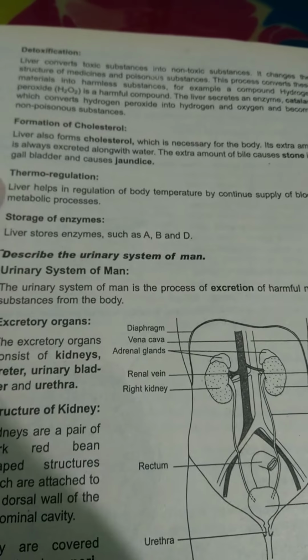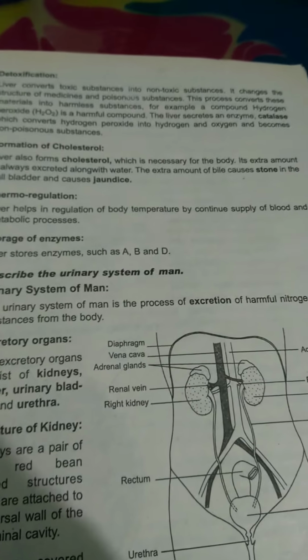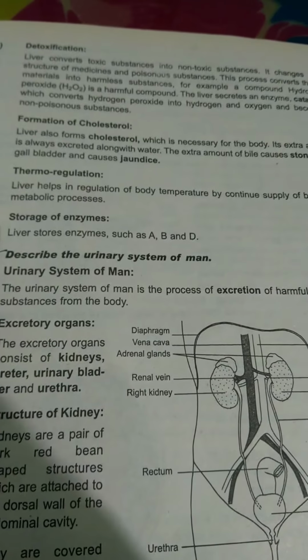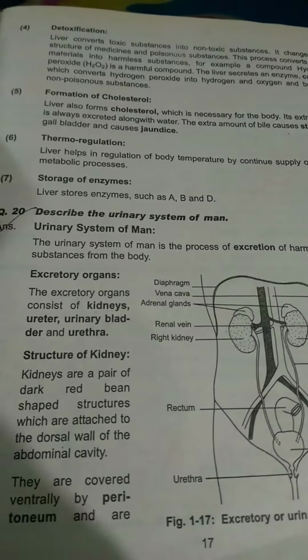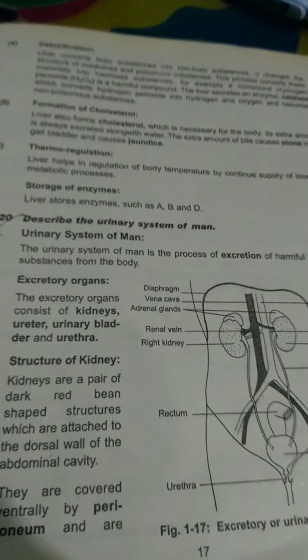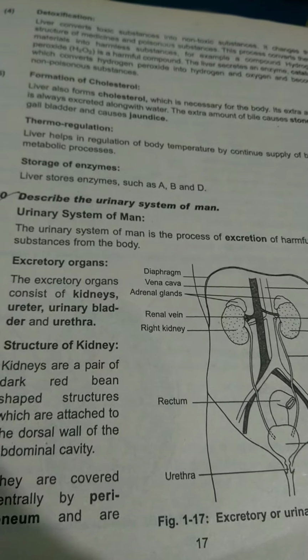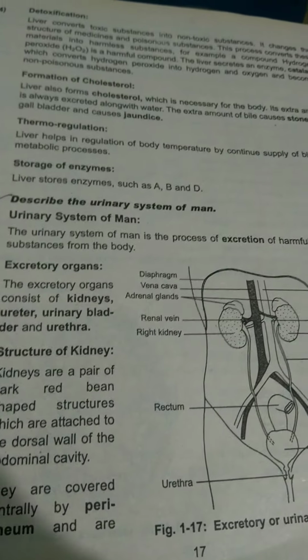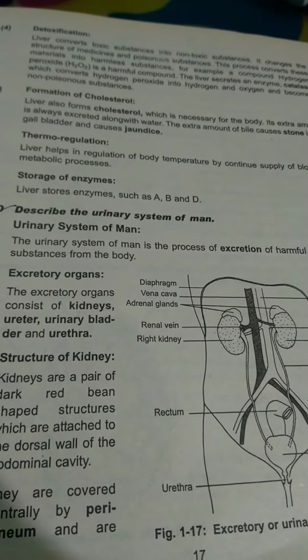Thermoregulation. Liver helps in regulation of body temperature by continuous supply of blood and metabolic processes. Storage of vitamins. Liver stores vitamins such as A, B, and D, especially vitamin A, vitamin B, and vitamin D. Please correct this mistake.